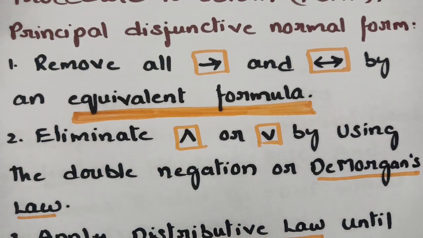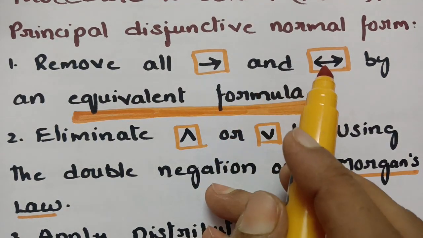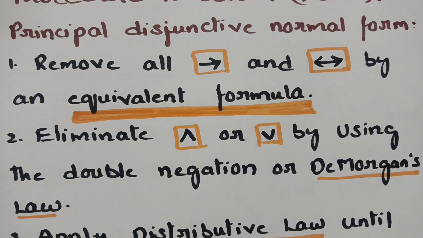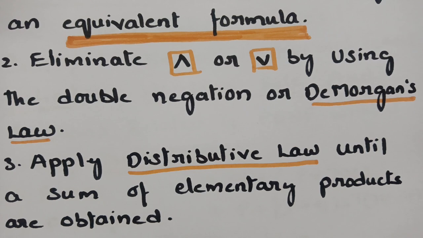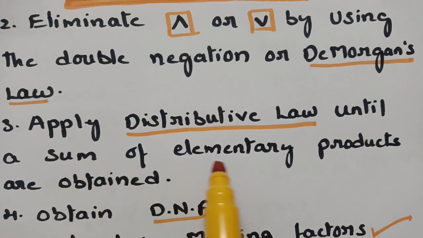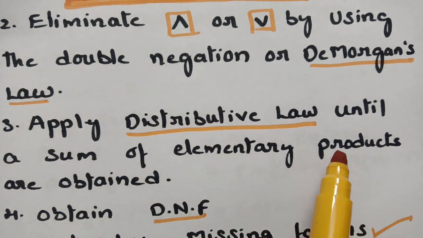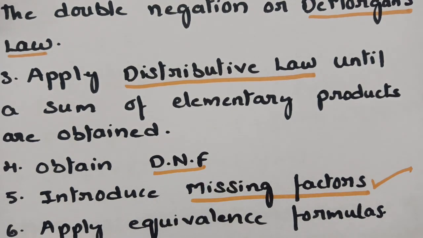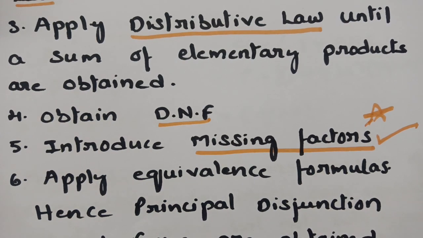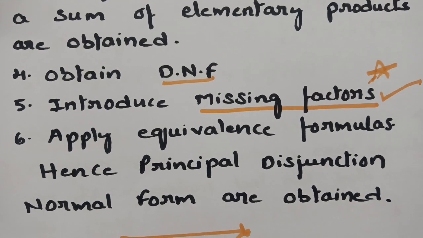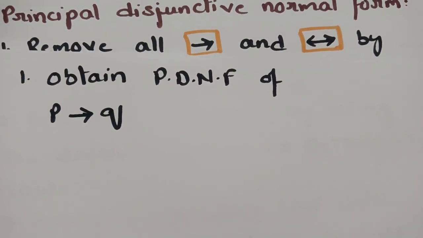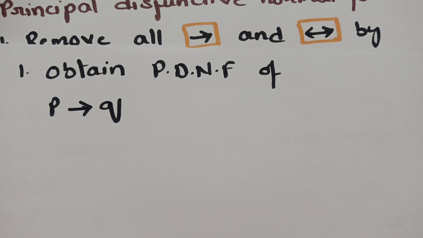It is very easy. Implication and double implication should be eliminated, and negations should be eliminated, and we have to use distributive laws until we get the sum of elementary products, that is, the sum of minterms. So we'll get the disjunctive normal form. Again, we have to introduce the missing factors. This is the additional thing which we have to do. Missing factors we have to add, and again we have to use equivalence formulas in order to get the principal disjunctive normal form. I'll show you how it's going to happen. First, according to our working rule, first of all, we have to obtain the principal disjunctive normal form.